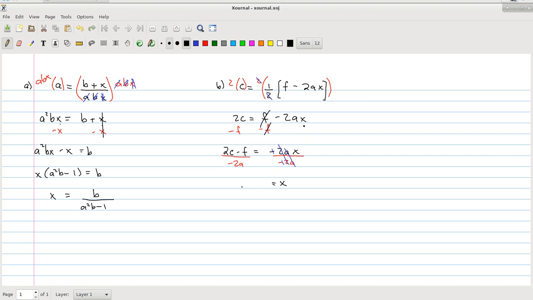On the left-hand side, we have 2c minus f divided by negative 2a. We could stop here, although some people don't like to have a negative sign in the denominator. So to fix this, we can now multiply both numerator and denominator by negative 1. This way, in the denominator, negative 1 times negative 2a is positive 2a. Then when we distribute through in the numerator, we've got negative 1 times 2c is negative 2c. Negative 1 times negative f is positive f.